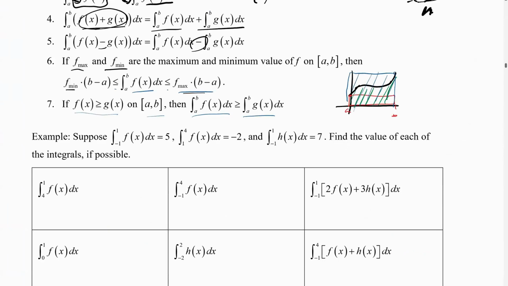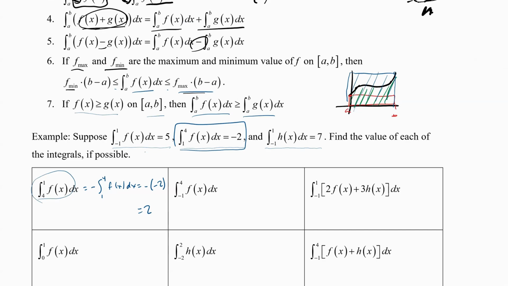So for example, we know that the integral of f of x from -1 to 1 is 5. The definite integral of f of x from 1 to 4 is -2. And the integral from -1 to 1 of h of x is 7. Can we find the value of the integral from 4 to 1? Well, we know the integral from 1 to 4, so this must be equal to the opposite of the integral from 1 to 4 of f of x dx, which means this is going to be 2. So that's 2, right?